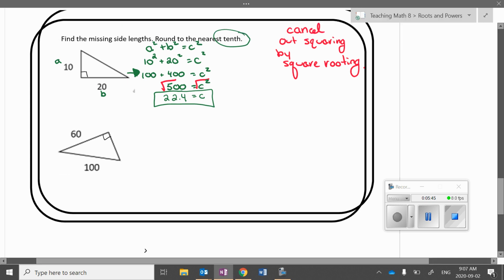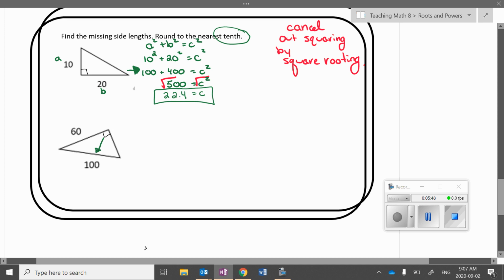Okay, let's try this next one. So in this next one, 100 is my side C because it's opposite that 90 degrees. 60 I'm going to call A, and B is my unknown side. So in this one, we start off by writing our formula. I'm going to plug in the values I know. So 60 is A, B I don't know, so I'm going to leave it as B, and C is 100. So these are some big numbers, but that's okay. So 60 squared, let's do a shortcut here. I know 6 squared is 36. So then I'm going to toss in 2 zeros because the 0 on 60 is squared. Plus B squared equals 100.